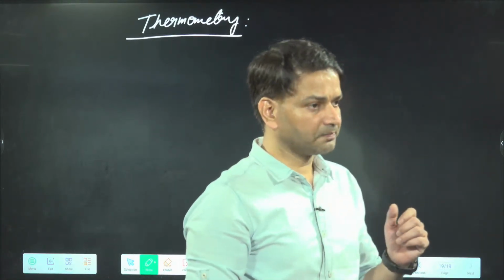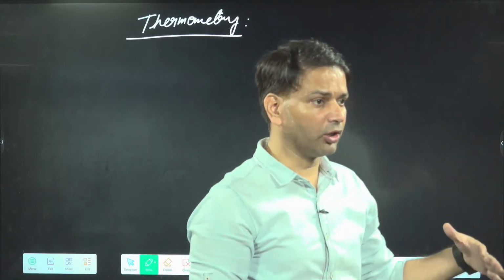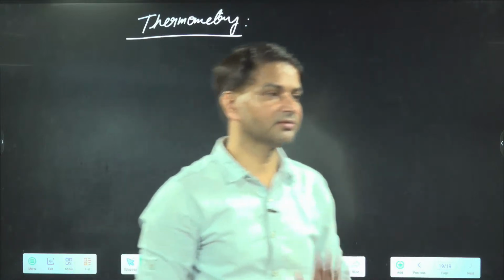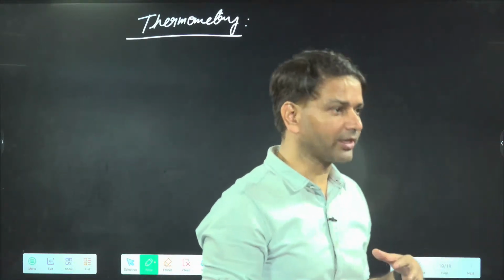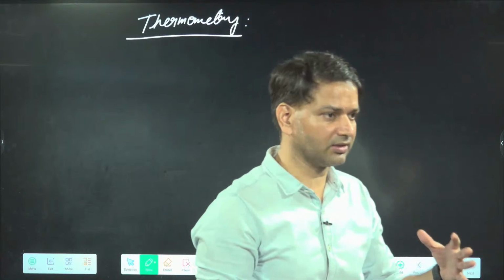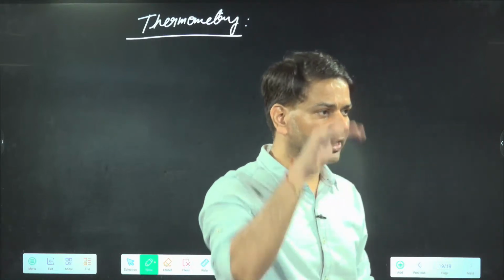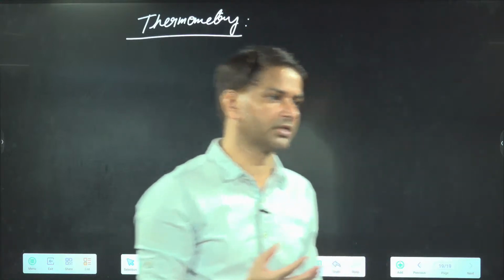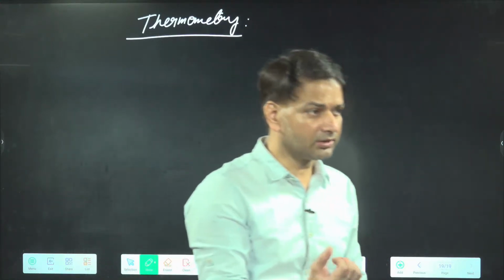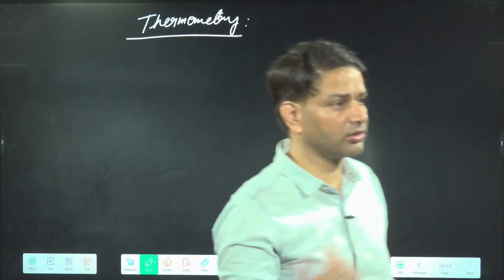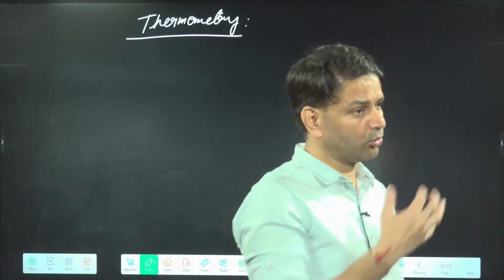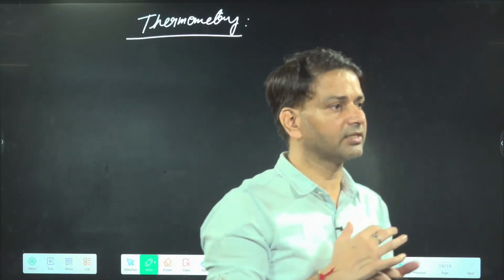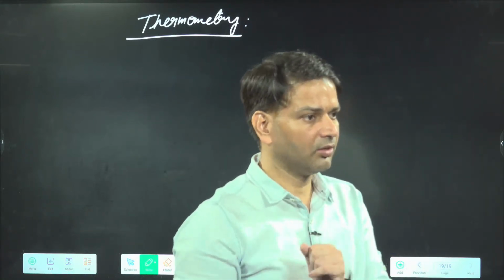Okay. Suppose I am talking about the volume of a gas at constant pressure. We know that at constant pressure, the volume of a gas is directly proportional to temperature. If we increase the temperature, the volume of the gas will increase at constant pressure. So we can take the volume of a gas as a thermometric property to construct a thermometer. Okay.